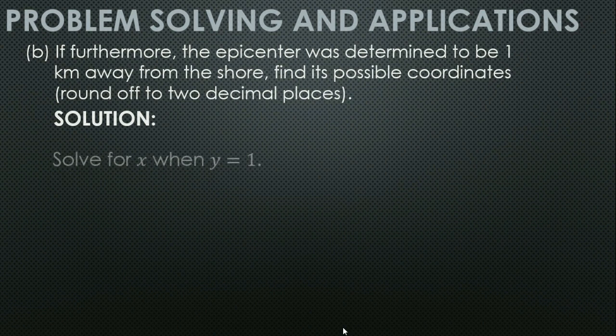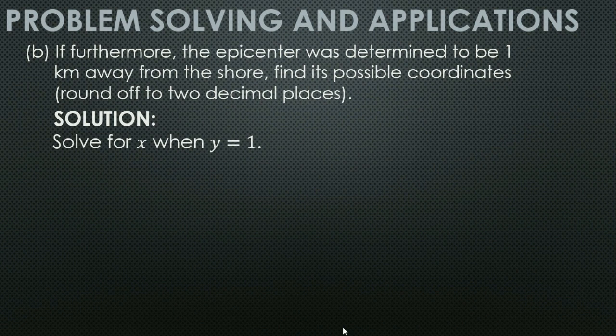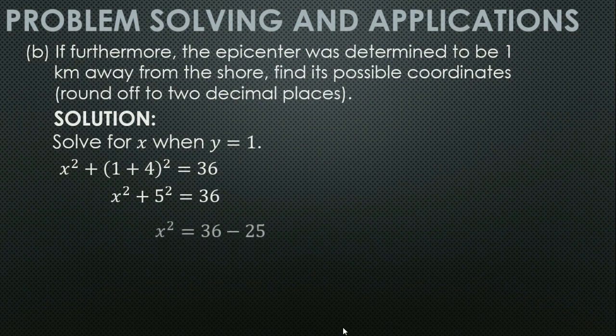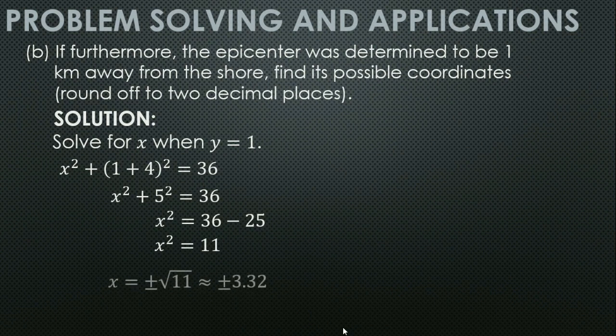So we now substitute the value of y, which is 1, into the standard equation of the circle we obtained, and solve for x when y is equal to 1. Doing so, we have x squared plus (1 plus 4) squared is equal to 36. 1 plus 4 is equal to 5. Then 5 squared is equal to 25. We transpose 25, it will become -25. Then 36 minus 25 is 11. Extracting square roots, we have x is equal to positive and negative square root of 11, which is equivalent to positive and negative 3.32. That is the case if y is equal to 1.